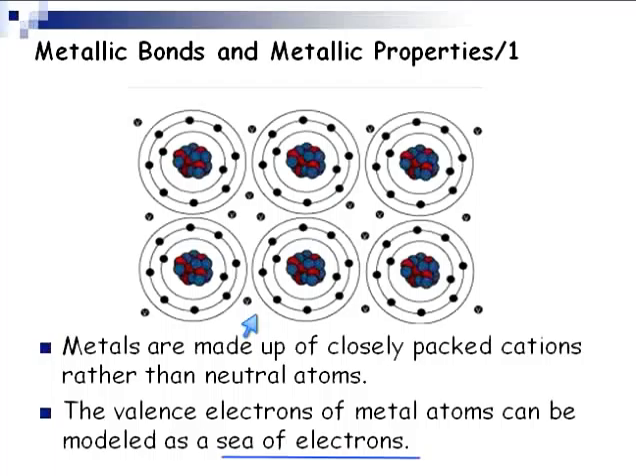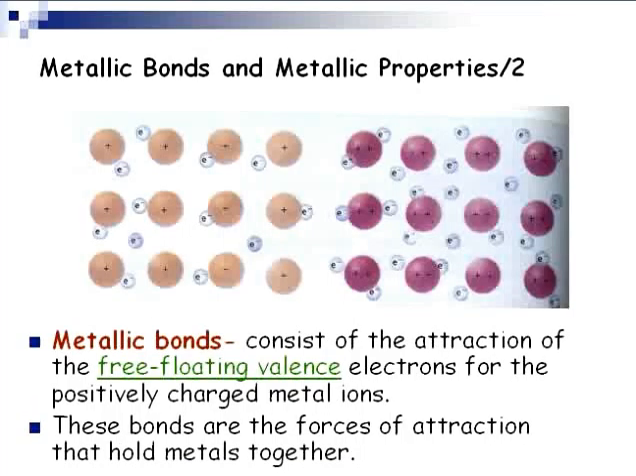Okay, so these mobile electrons, and let me circle a few just so you can see a few of them here. These mobile electrons. So metallic bonds consist of the attraction of these free-floating valence electrons, and here we see them in this picture, for the positively charged metal ions. And these bonds are the forces of attractions that hold the metals together.